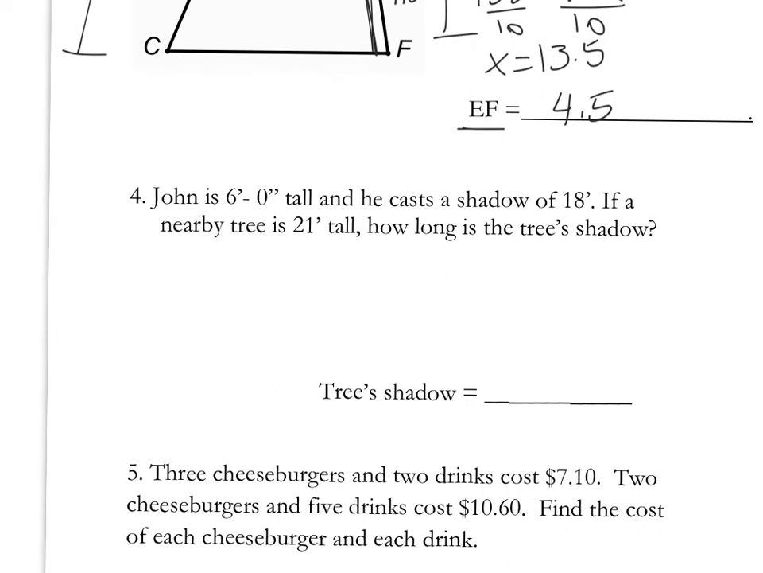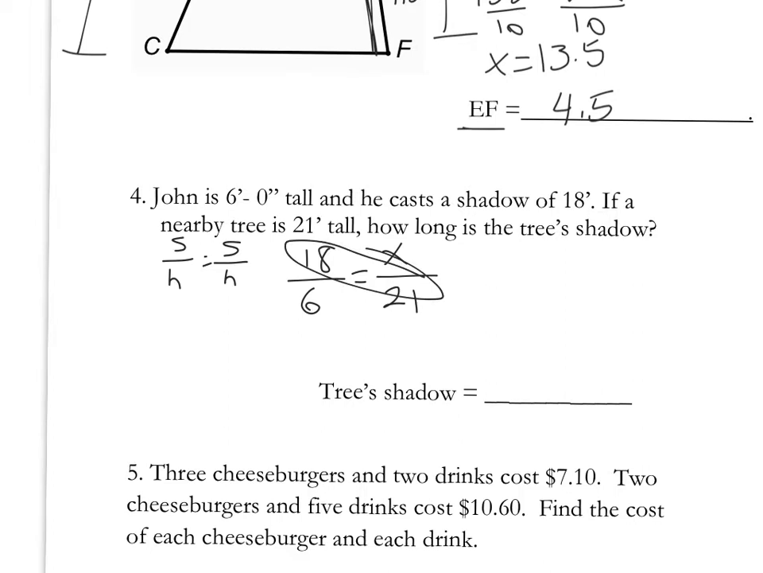Question 4. John is 6 feet tall, and he casts a shadow of 18 feet. And if the nearby tree is 21 feet tall, how long is the tree's shadow? So I can do shadow over height equals shadow over height to set up a proportion. Well, the shadow is 18 for John, and his height is 6 feet. And the shadow for the tree is x, and the height is 21. Could you do height over shadow equals height over shadow?